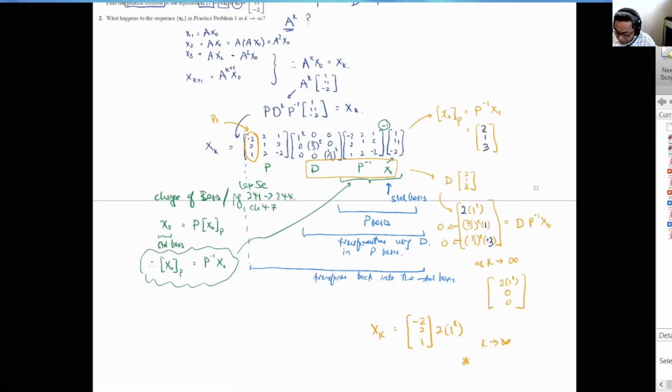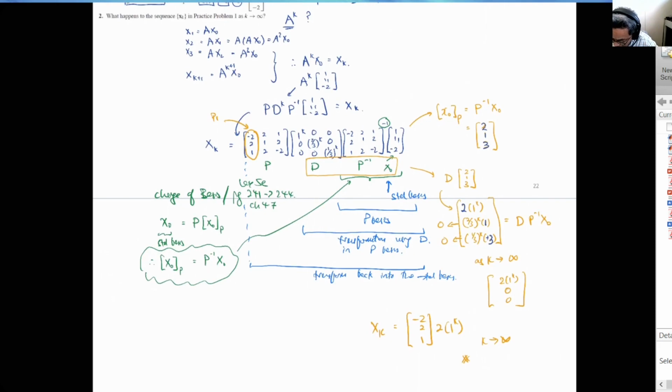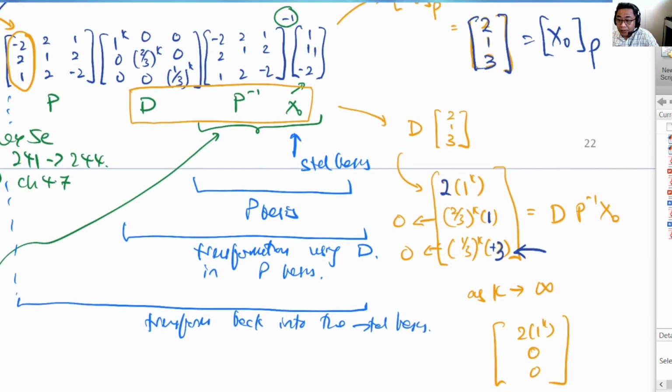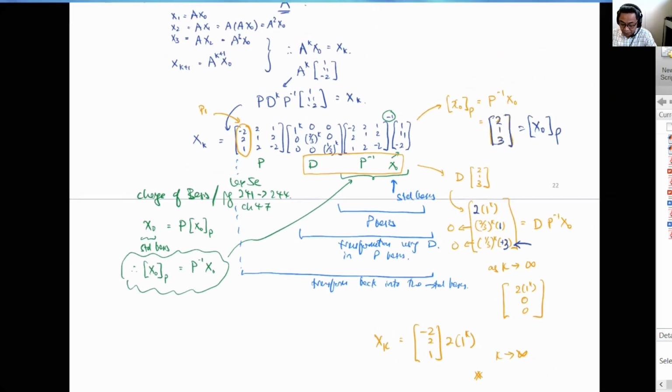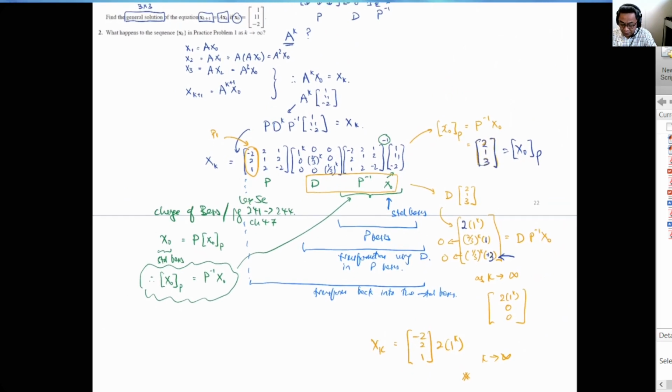Right, I realized I made a small mistake here. This should be 2, 1, 3, and 2, 1, 3 came from x0 in the P basis. But it doesn't matter because as k goes to infinity, this becomes more significant, and this becomes 0, and 0 times whatever value is 0. So that's why I couldn't see the mistake then. Right, so that's all we have here for this question. Thank you.